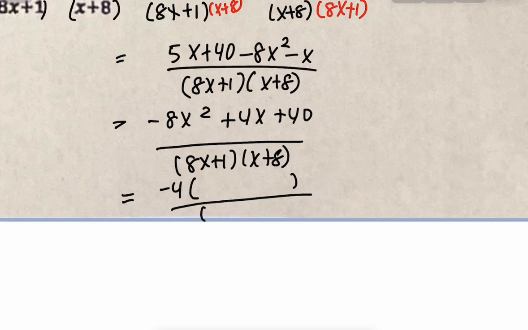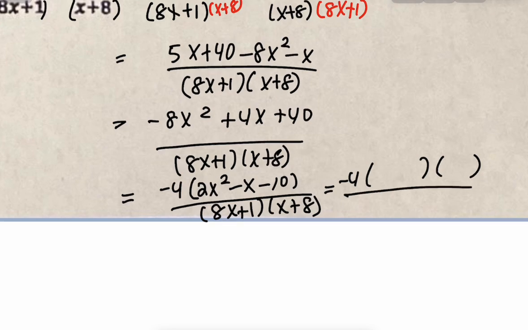So if I divide all of that by negative 4, I'm going to get 2x squared minus x minus 10. Then you need to ask yourself, is that a factorable quantity? Well, 2 times 10 is 20. 20 is 5 times 4, which has a difference of 1. So it is a factorable quantity.